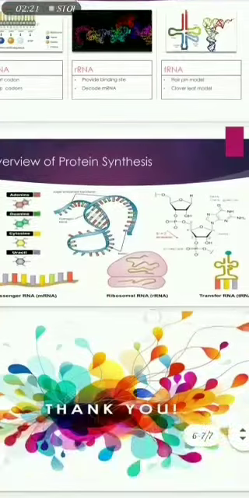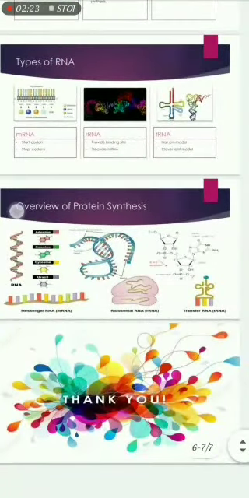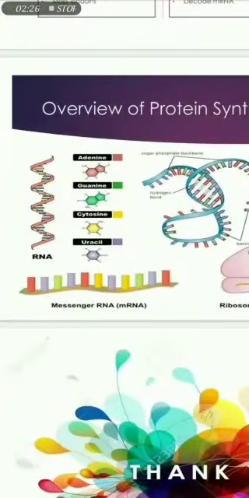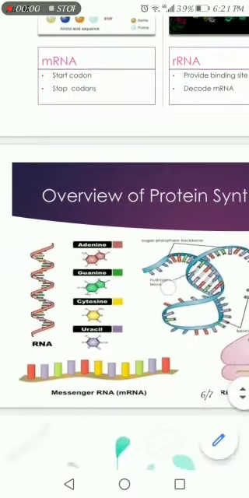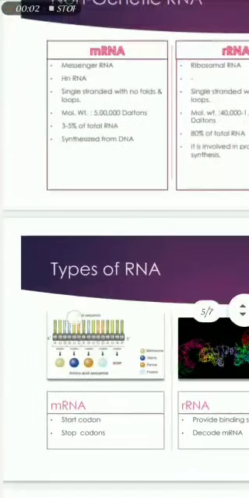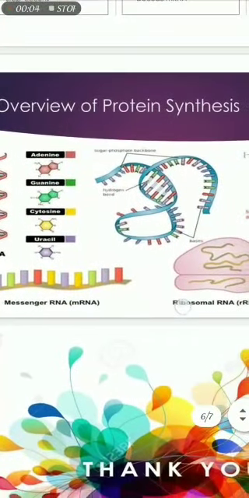Then we come towards the overview of protein synthesis. As you can see, first is messenger RNA. Messenger RNA is produced by the DNA. It contains all the information that is necessary to produce the protein. The information is given to it by the DNA and the information is known as codon or cryptogram. Protein synthesis needs specific information that is delivered to the messenger RNA by the DNA.